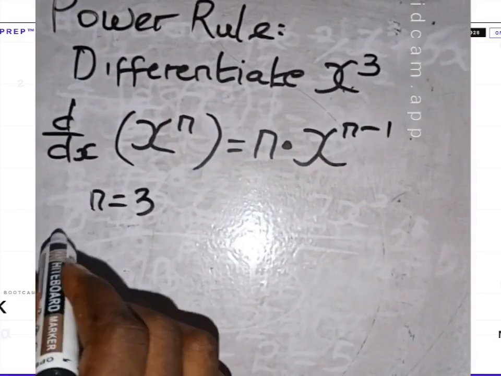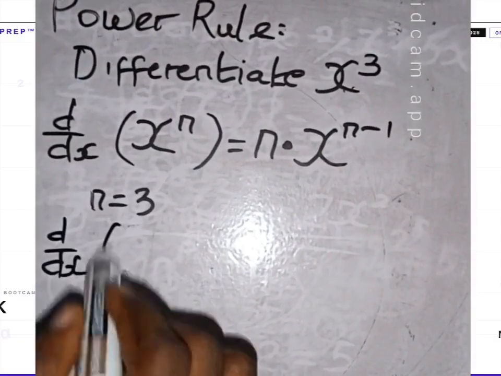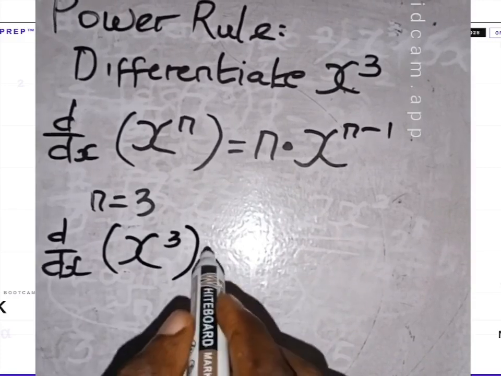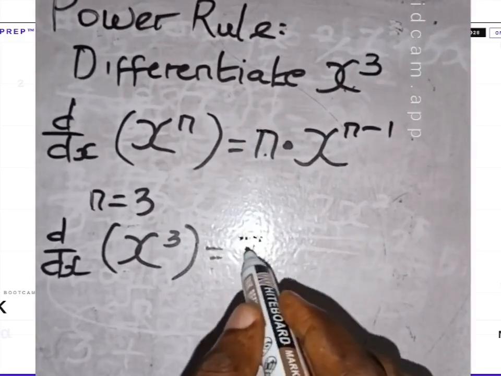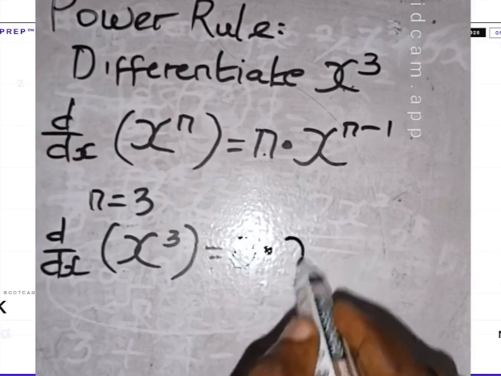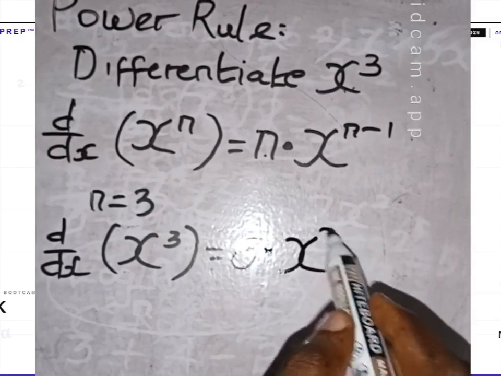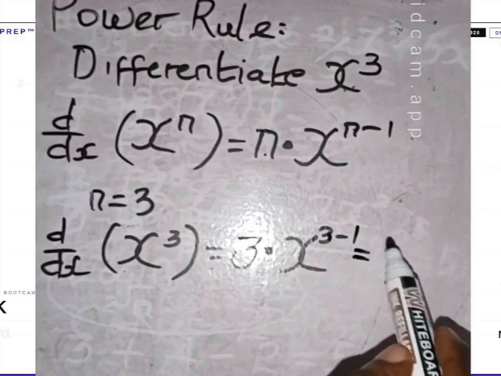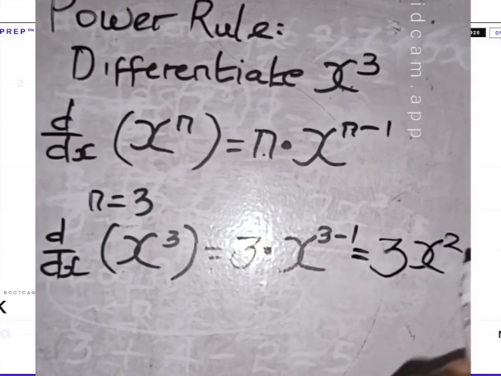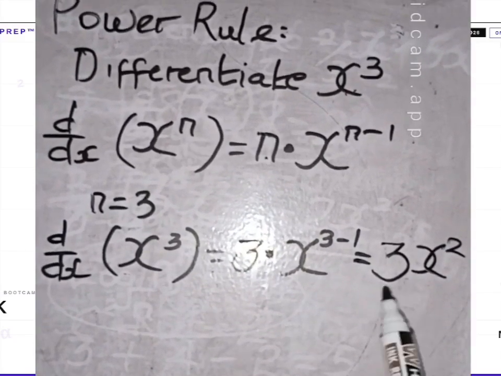The power is 3. So if I want to differentiate x raised to power 3, all I need to do is, my n is 3. Anywhere I see n in this expression, I'll put 3 multiplied with x. I still have n here, 3 minus 1. So what do I have? 3x raised to power 2. 3x squared. So this is the answer for that.